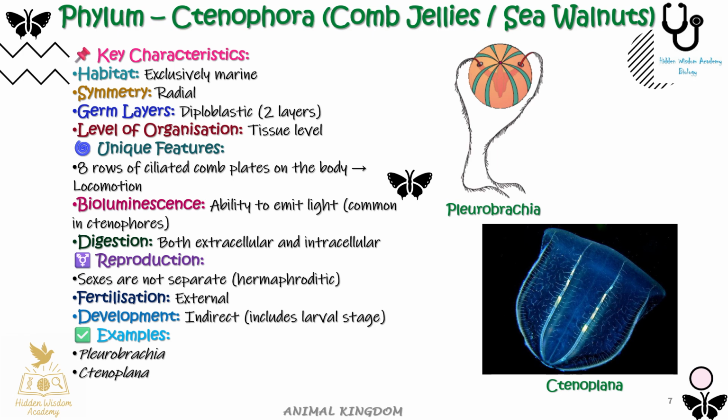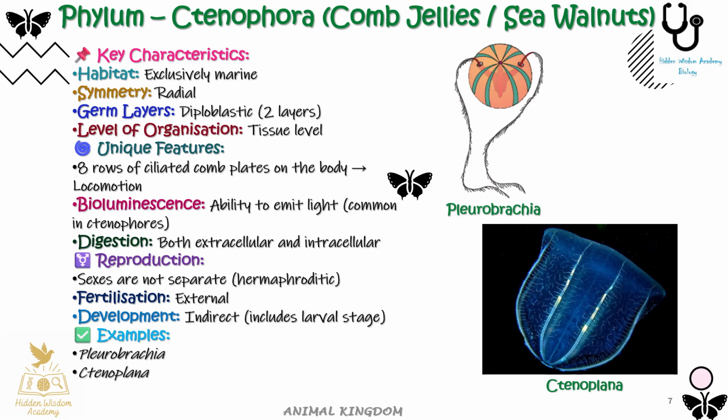Let's study Phylum Ctenophora, which is also known as comb jellies or sea walnuts. It includes organisms that are exclusively marine. They are radially symmetrical. They are diploblastic, with a tissue level of organization. A unique feature of ctenophores is the presence of 8 rows of ciliated comb plates that help in locomotion. They also exhibit bioluminescence, the ability to produce and emit light.